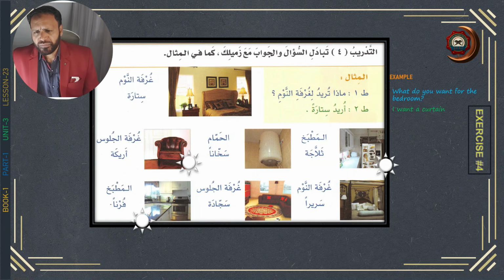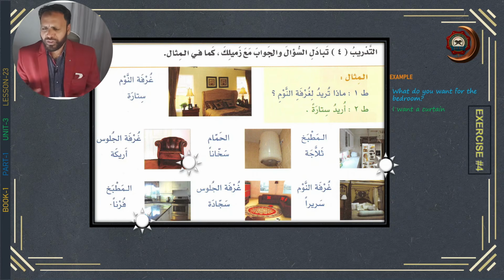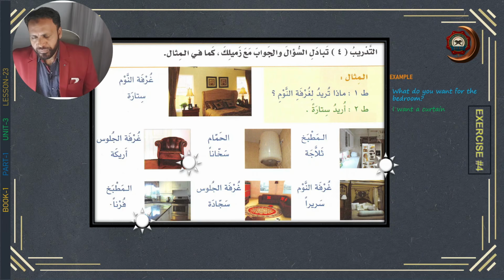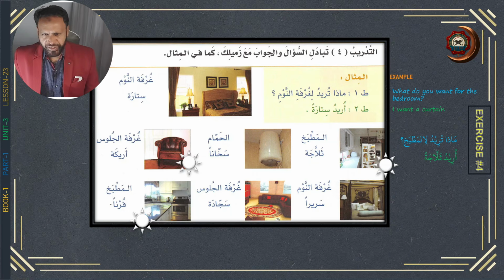Maza turidu fi ghurfati al-matbakh? No, for matbakh we don't say room. We directly say kitchen, right? For kitchen there is no such thing as a cooking room. We say kitchen directly, so there will be no ghurfatin. So you'll say maza turidu lil matbakhi. Lil matbakh. Maza turidu lil matbakh? Uridu thallaja. What would you like to have for the kitchen? I want a fridge, a refrigerator. Thallaja is a refrigerator, a fridge.